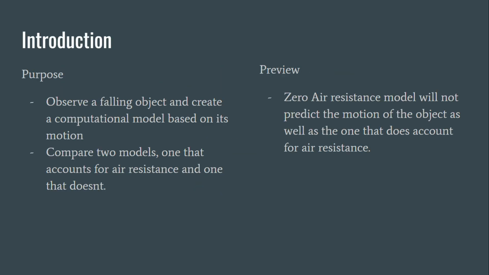The introduction of this lab. The purpose of the lab is to observe a falling object and create the computational model based on its motion. And then we compare two models, one that accounts for air resistance and one that doesn't. The zero air resistance model should not predict the motion of the object as well as the one that does account for air resistance.